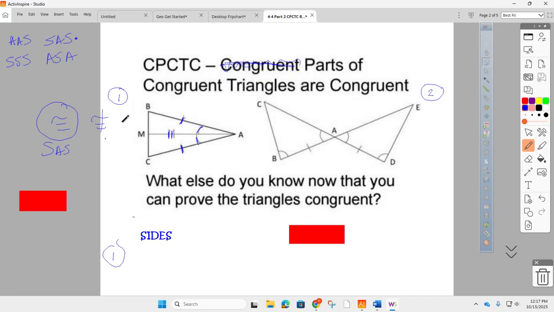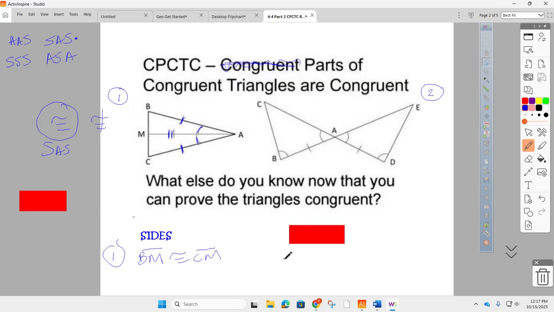So this is segment BM, what we talked about yesterday, is congruent to segment CM. So once we know that these 2 triangles are congruent, and we said they are, now we can say that segment BM is congruent to segment CM by CPCTC, because corresponding parts of congruent triangles are congruent.